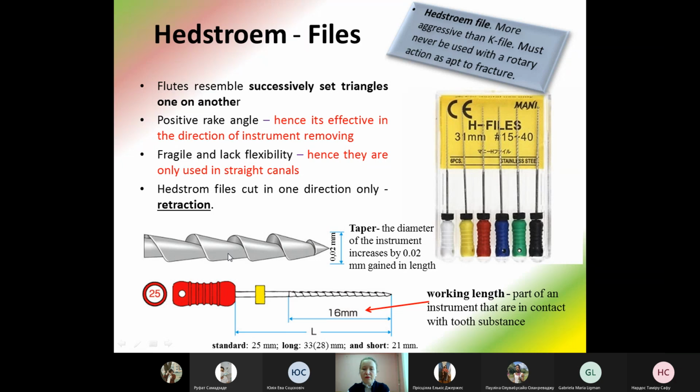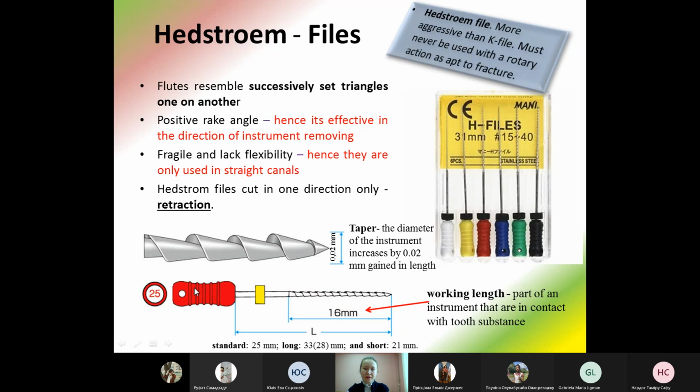The flutes of the Hedstrom file resemble successively stacked triangles, one on another, or it resembles a screw-type instrument. It has a positive rake angle, hence it is effective in the direction of instrument removal, so it only works in retraction. It is not flexible and is easy to fracture, hence it is used only in a straight portion of the root canal. Here you have the geometric symbol of the Hedstrom file.